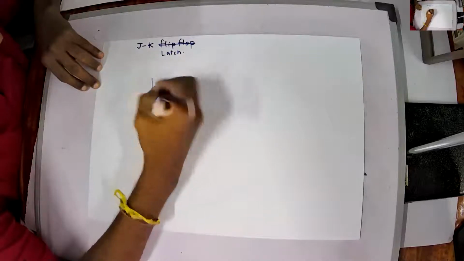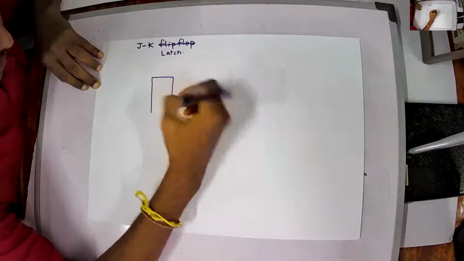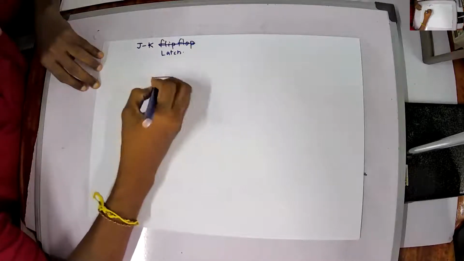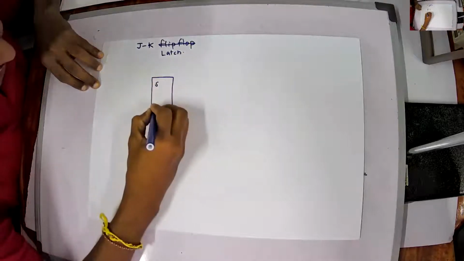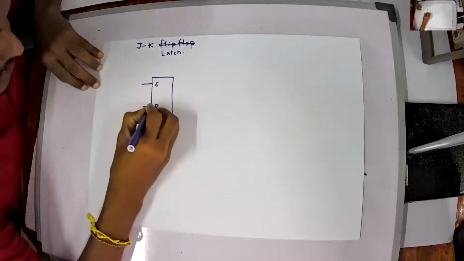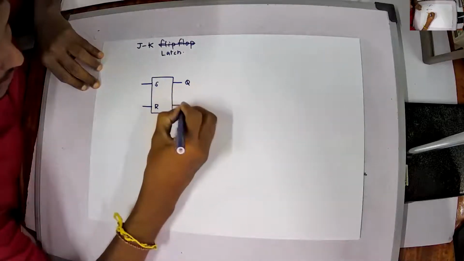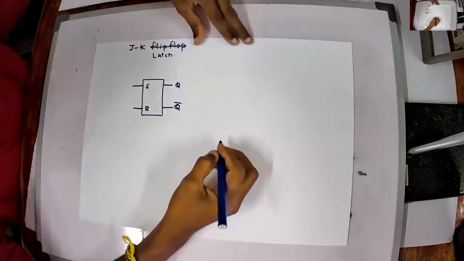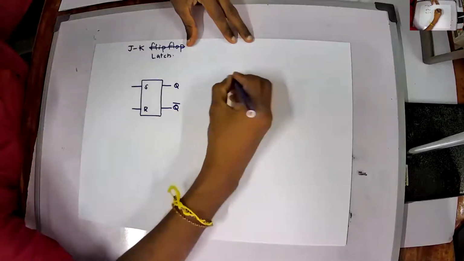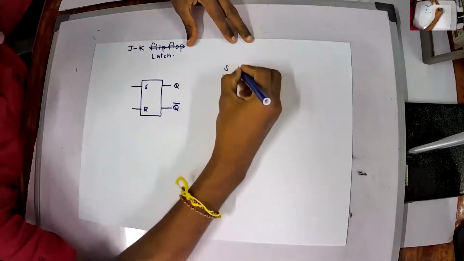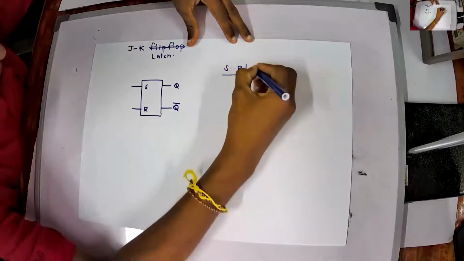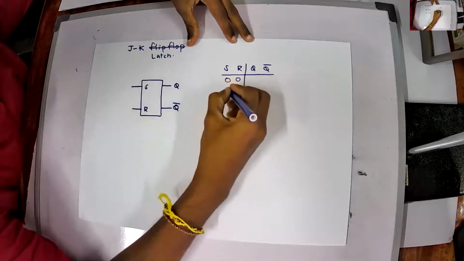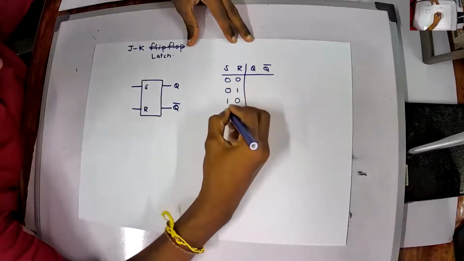For example, consider the SR latch. These are your set and reset inputs. This is your Q and this is your Q bar. If I draw the truth table of the SR latch, with columns S, R and Q, the inputs could be 0 0, 0 1, 1 0 and 1 1.